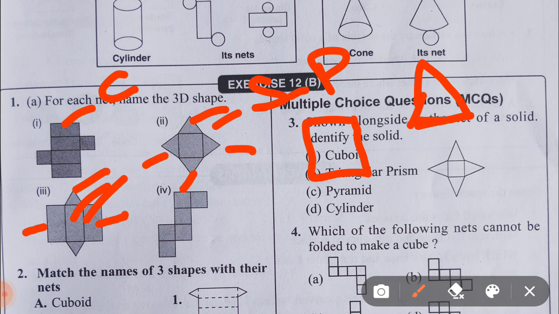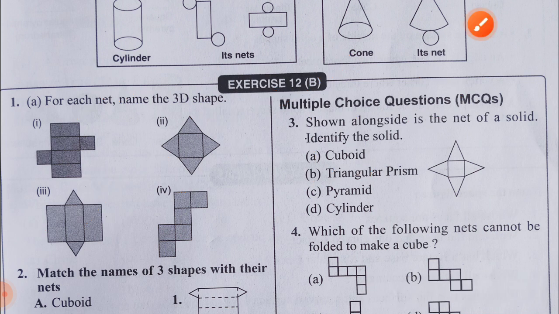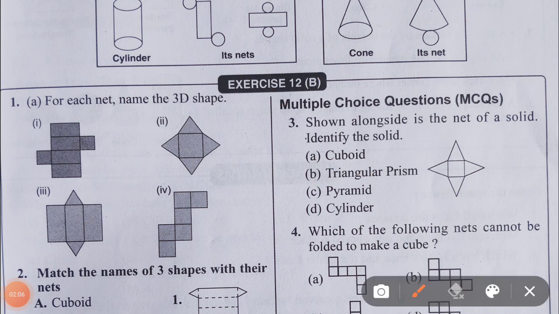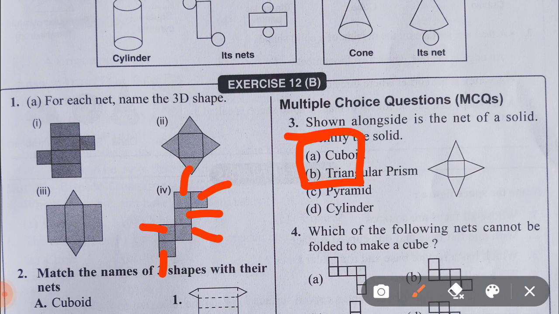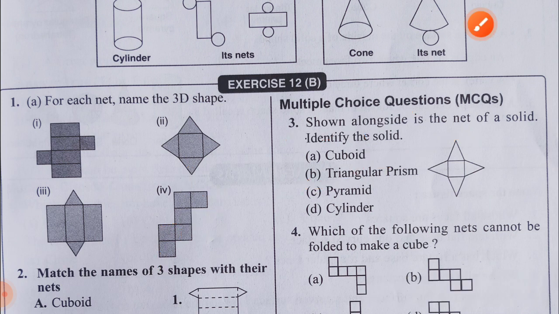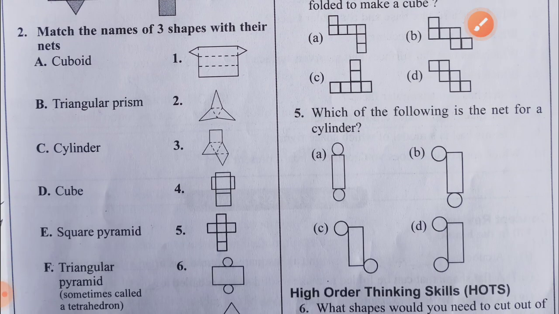Okay, then we have another net. Let us see. This net has a total of 1 2 3 4 5 6 faces, and those faces are of equal sides. So equal-sided faces mean you will get a cube from here. If you take this one as your base and you try to fold, then you will get a cube.